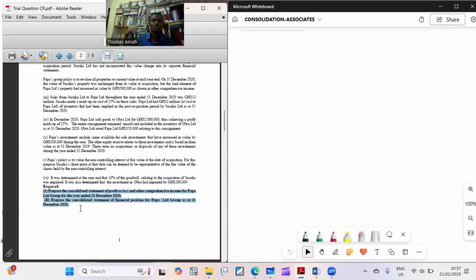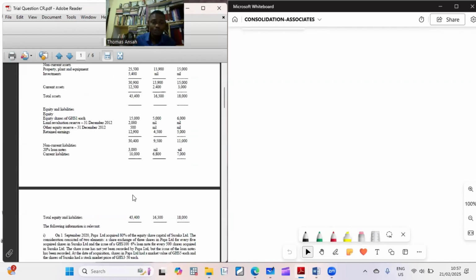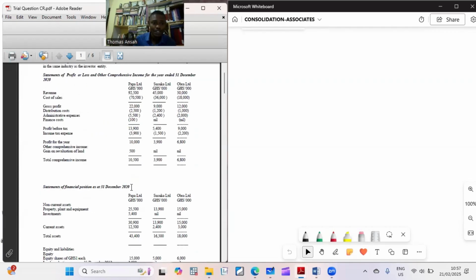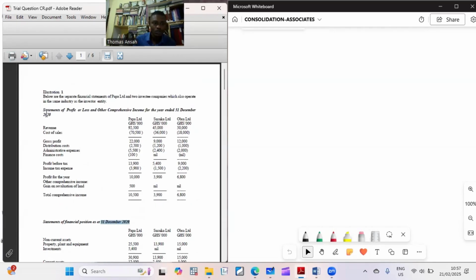Most importantly, what you look out for in the requirement is the date. So look at this. We are preparing this at the 31st December 2020. Now, always check that with the financial statement that was given in the question. You realize that it should be the same. So you realize that it is 2020. Good. That is the first thing.